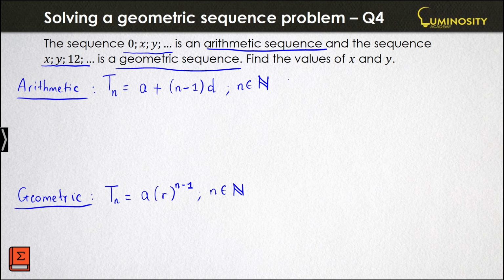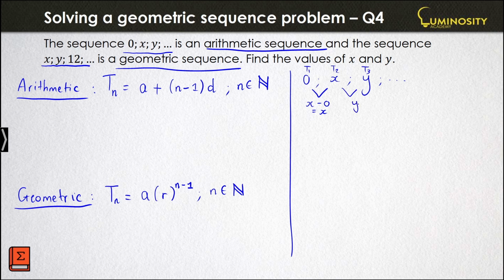The sequence is as follows: 0, x, y, so forth. Now, the property of arithmetic sequences tell us that there's a common difference. So if I do t2 minus t1, that gives me x minus 0, which is just equal to x. And if I do t3 minus t2, I get y minus x. Okay, so these common differences must be the same. These are our little d values here.